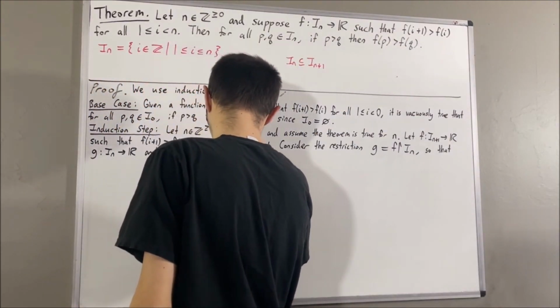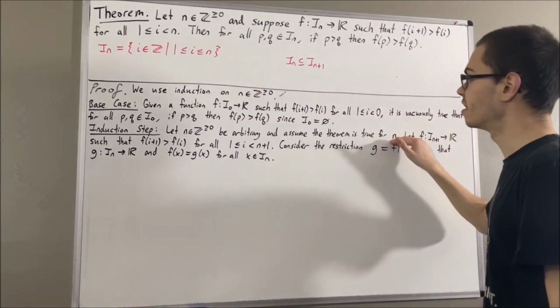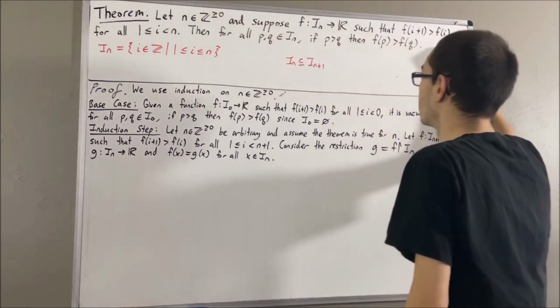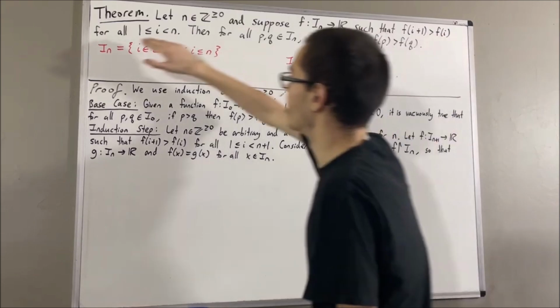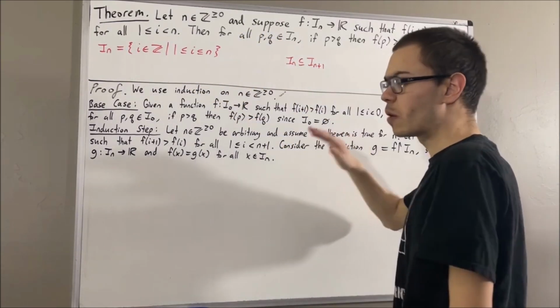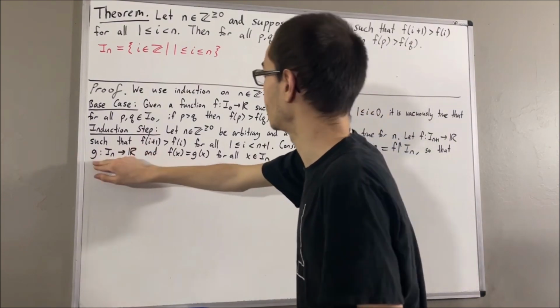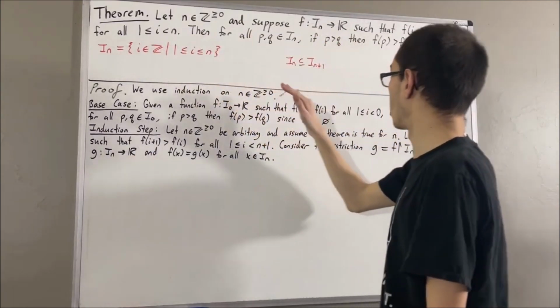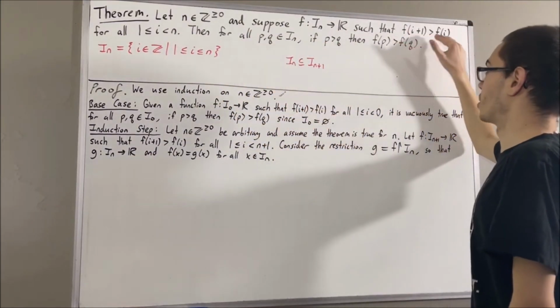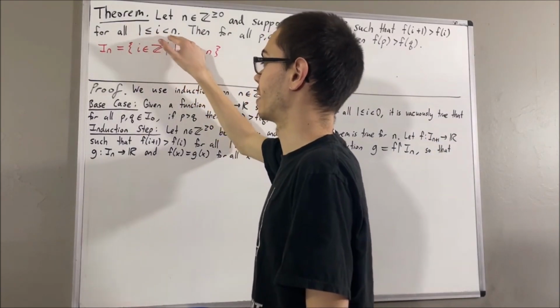Now, because we're assuming that the theorem is true for n, this means we can apply the theorem for any function from I_n to R that has this property. Now we know that g is a function from I_n to R, so all we want to do now is show that g has this property. So we want to show that g(i+1) is greater than g(i) for all integers i such that 1 ≤ i < n.